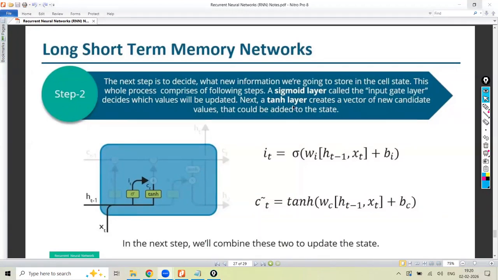Now this value will be decided. Now tanh will come. The tanh will create a new vector and that will be added to the value. So whatever value you have will be updated to the short term. At the same time, it will be updated for the long term when tanh gives a positive value. A positive value of tanh will update the long term memory. A negative value of tanh will update the short term memory.